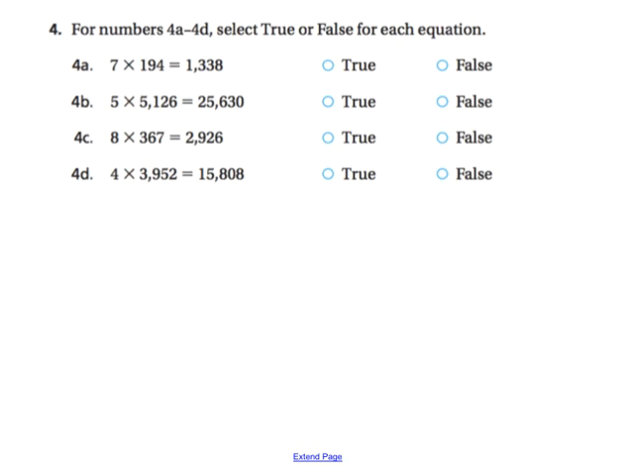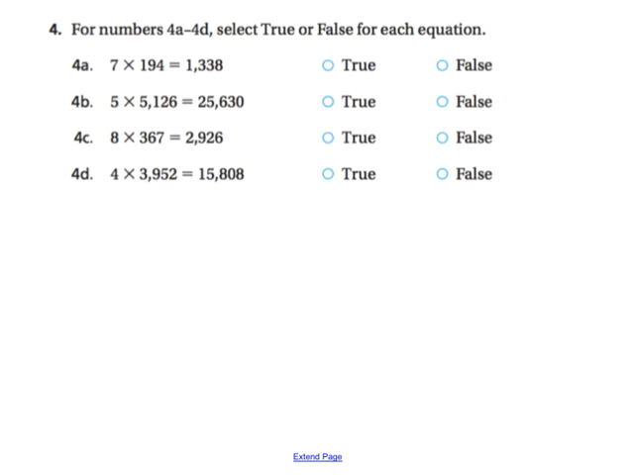Okay, so using the table is now over. So question 4 says for numbers 4a through 4d, select true or false for each equation. So I'm not really going to show this one because what we have to do is 4a. You need to multiply 7 times 194. You have to do it and show the work.